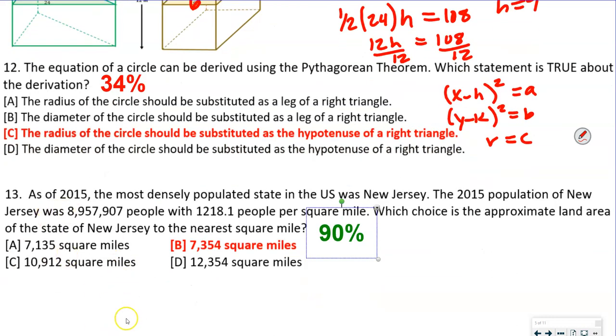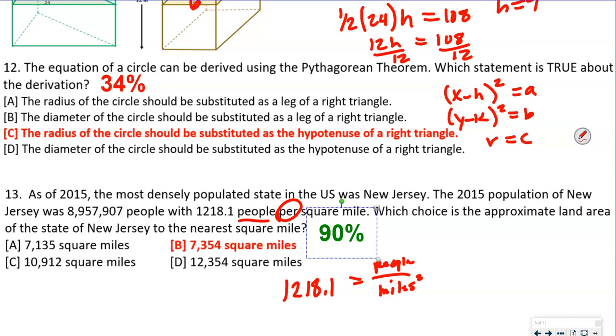So number 13 says, as of 2015, the most densely populated state in the U.S. was New Jersey. The 2015 population of New Jersey was 8,957,907 people with 1,218.1 people per square mile. So this is your per word, right? So that's going to go on the left. 1,218.1 is equal to what? People over miles squared, right?